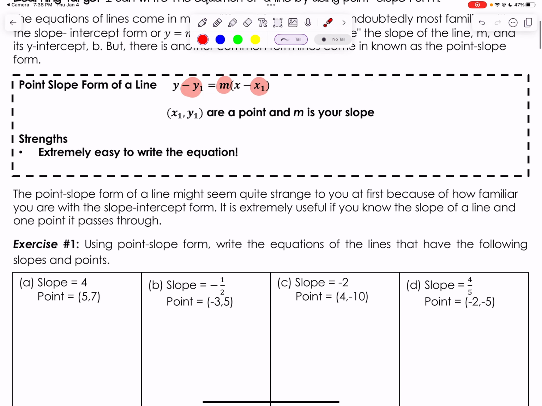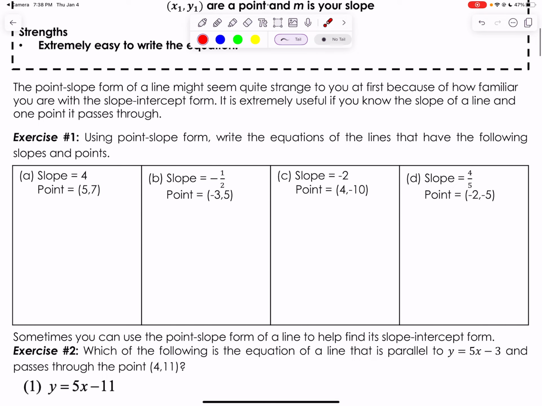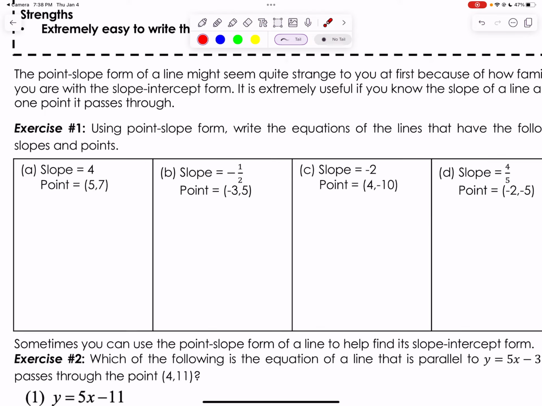Now, the point slope form of a line might seem strange at first because of how unfamiliar it is and how familiar you are with slope-intercept, but it's actually extremely easy to use. So for exercise 1, we're going to use point slope form to write the equation of a line, provided the slopes and the points. So for each example, I'm actually going to rewrite the point slope form.